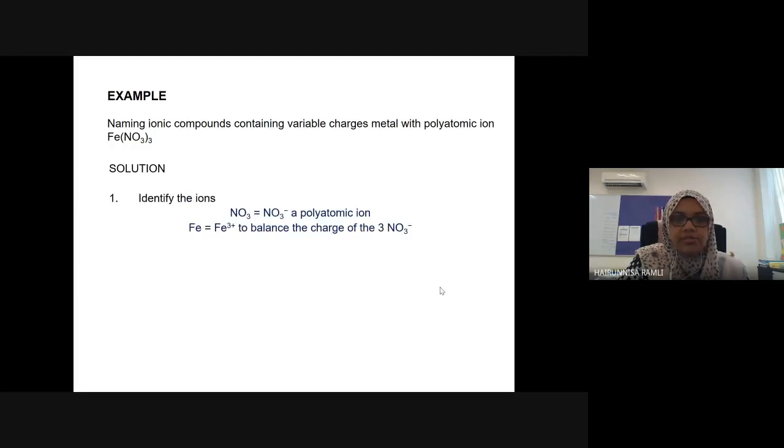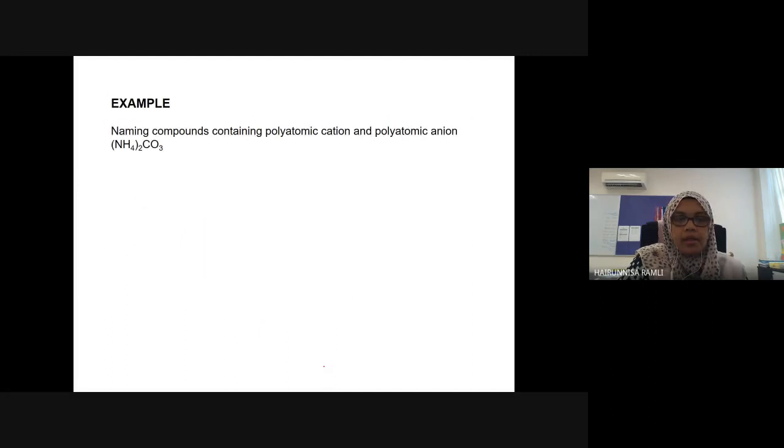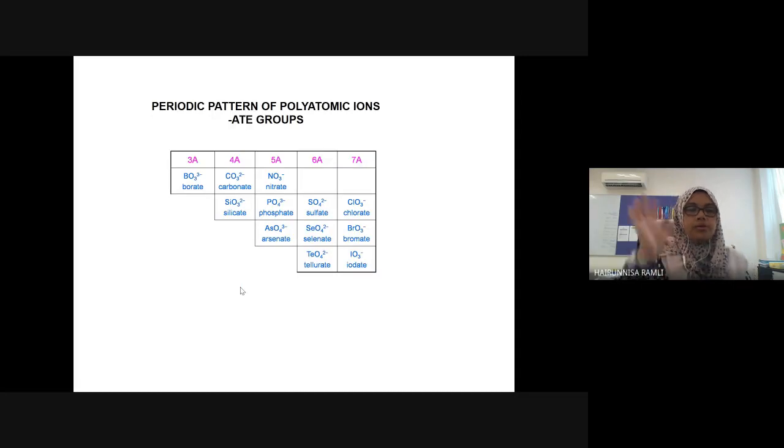So NO3 is nitrate. So nitrate is negative 1 charge. So Fe should be positive 3 lah. So the name will become iron(III) nitrate. Okay, ni another example when we combine both polyatomic cation and also anion. So we have ammonium, this is ammonium, this is carbonate. So combined together will become ammonium carbonate. Okay, nama dia lah.